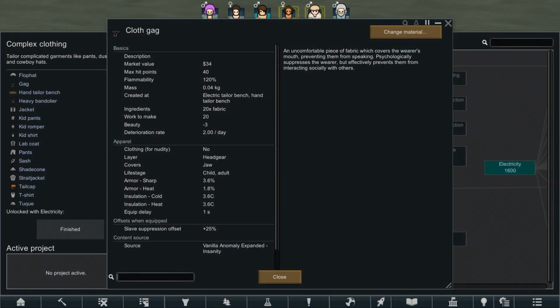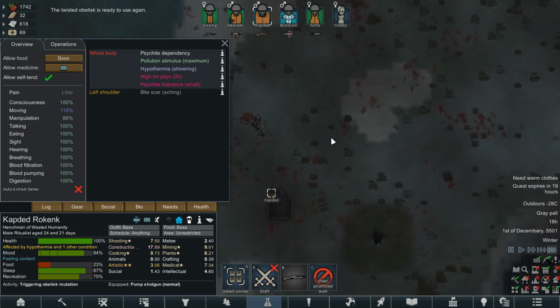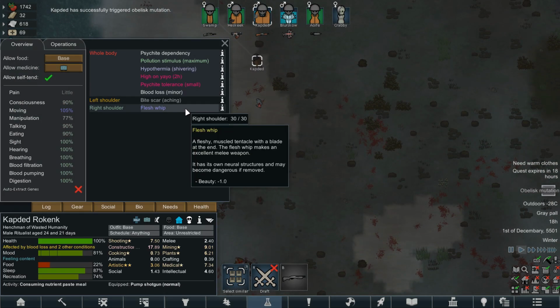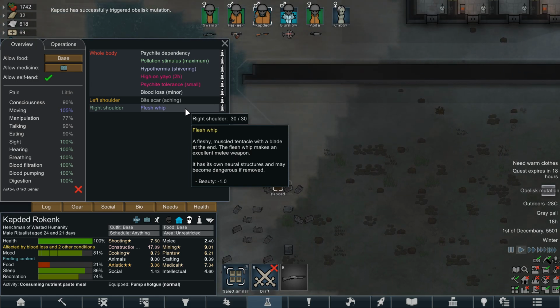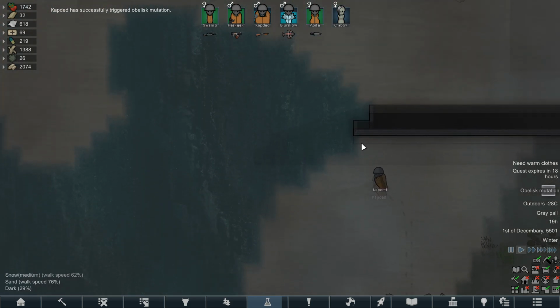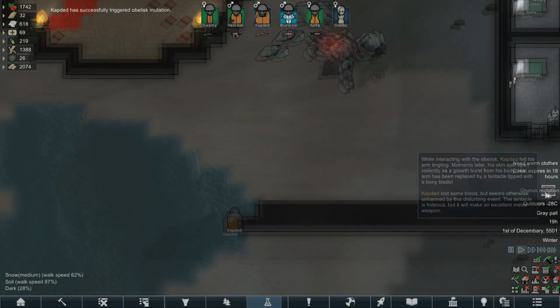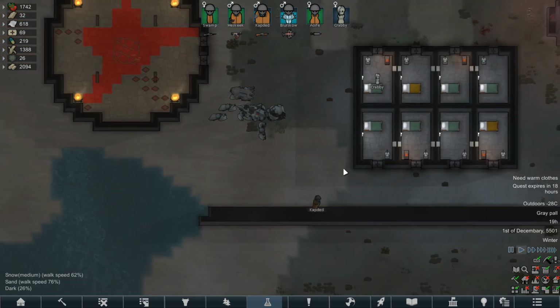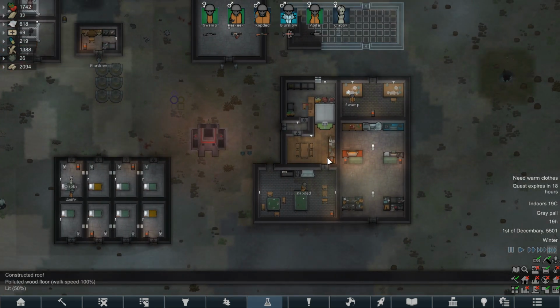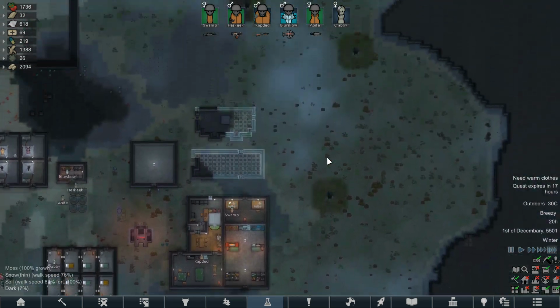The gag can be made out of cloth or wool, with it only needing 20 materials. It covers the jaw layer and provides a little bit of armour and some insulation, as well as working for slave suppression offset too, so you can pair this with a collar and a body strap for total overkill. The main reason for gagging a colonist is that it removes their ability to talk, rendering them incapable of interfering with everybody else's sanity if they're slipping towards inhumanity, and can't go a day without upsetting someone.